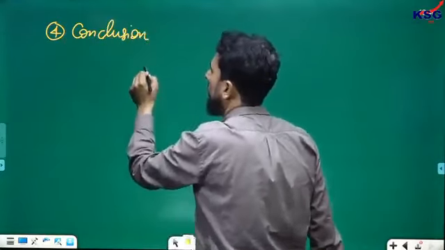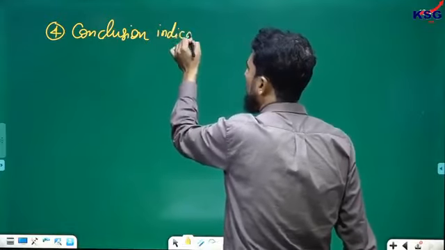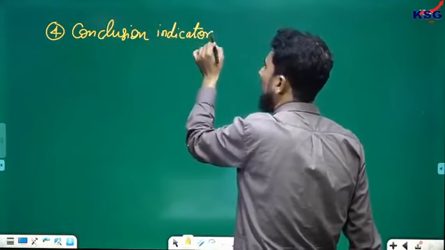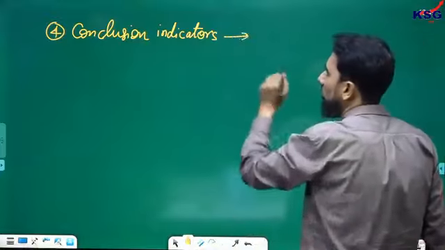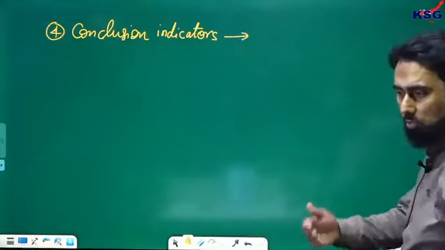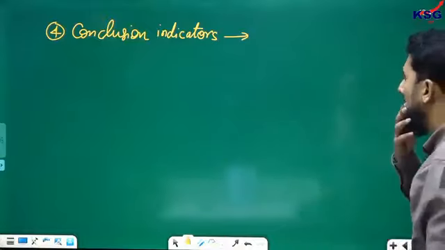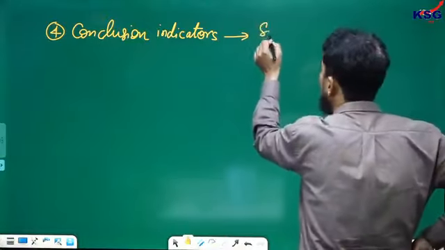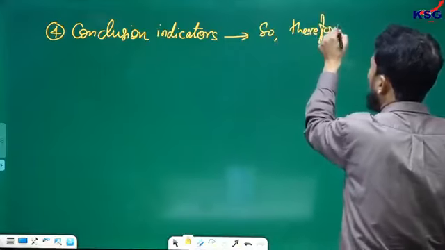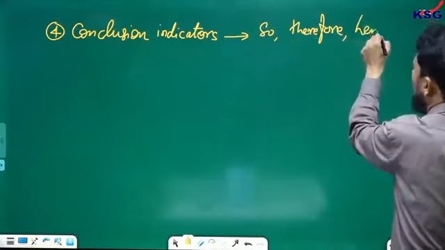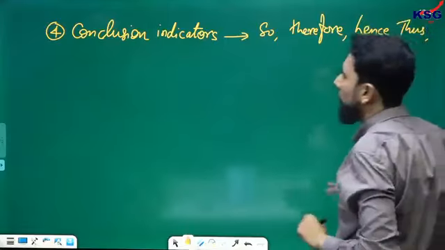conclusion indicators, right? Because most of the passages are in an argument form, you must have a fair idea about the conclusion, the main point that the author is trying to establish on the basis of the given premises or evidences. So conclusion indicators, like you all know, so, therefore, hence, thus, and then some phrases are used.